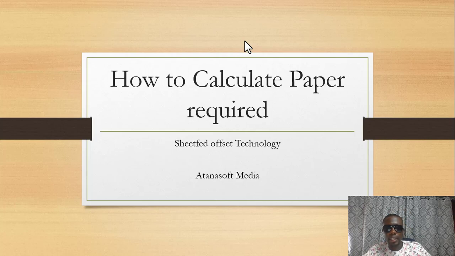Today we are going to learn how to calculate the quantity of paper required for a specific project using the sheet-fed offset technology.